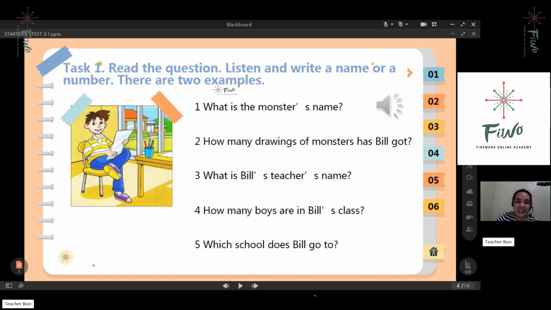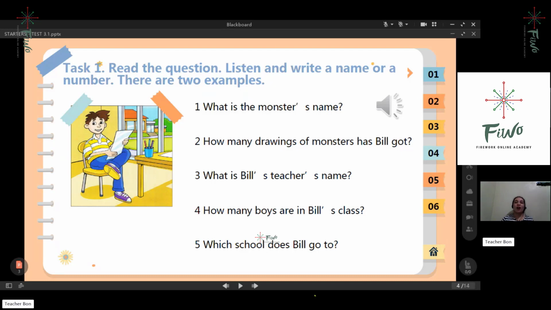What else? Only this? Long tail. This is a tail. Very big mouth. Short feet, like that. Finish. This is your monster.